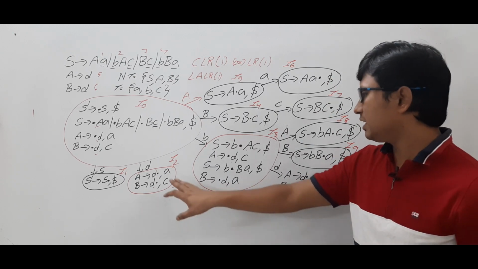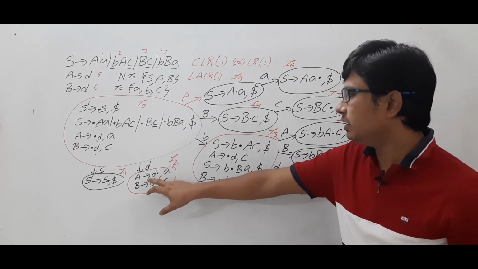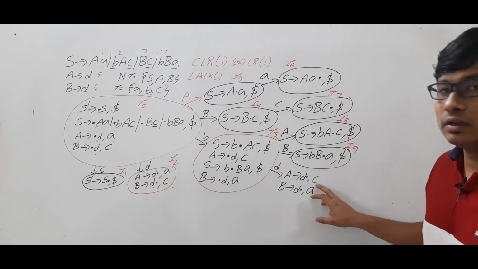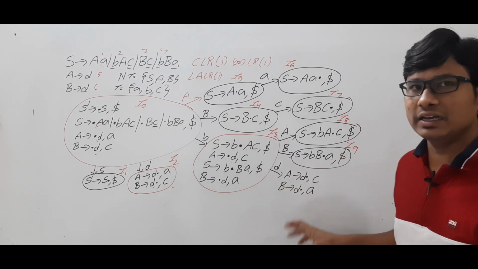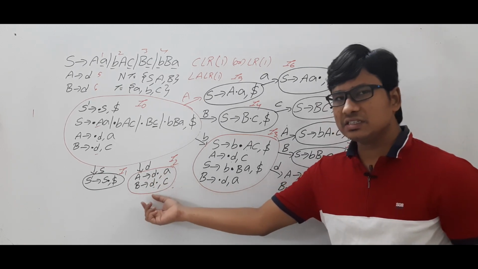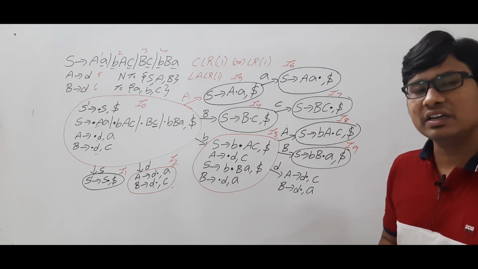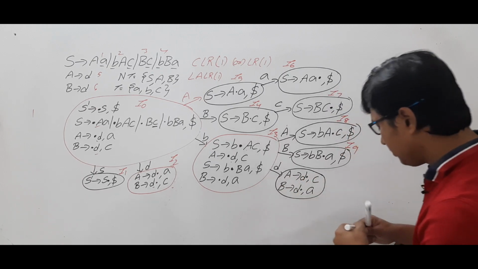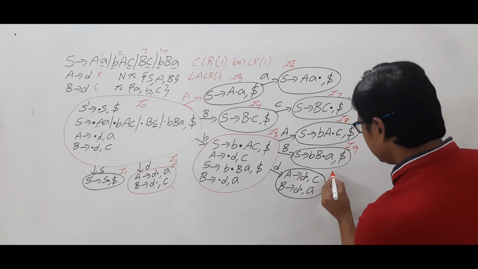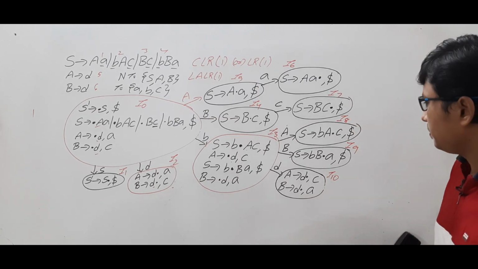Lot of people will think that these two items are same, but you need to look at the look ahead. Here the look ahead is A, but here the look ahead is C. Here the look ahead is C, and here the look ahead is A. So the productions are same, but the look aheads are different. So these are two different LR1 items. Okay, let me make it as I10. I hope it is clear for you.